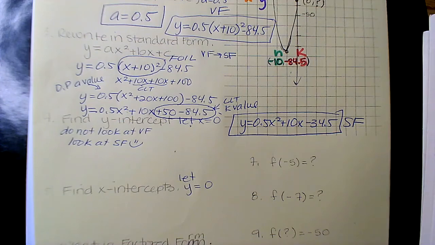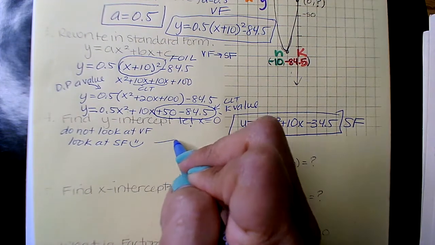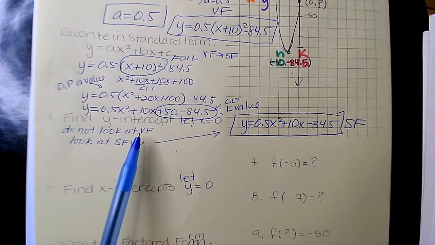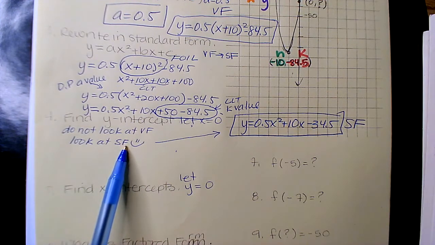Then you're just using your eyeballs. Not VF, because remember, the VF gives the vertex. The SF, the number staring right at you. What's the y-intercept? You're looking at it. It's one of those three numbers. Got a 33% shot of getting it right.